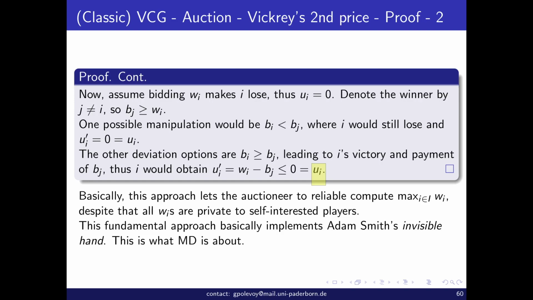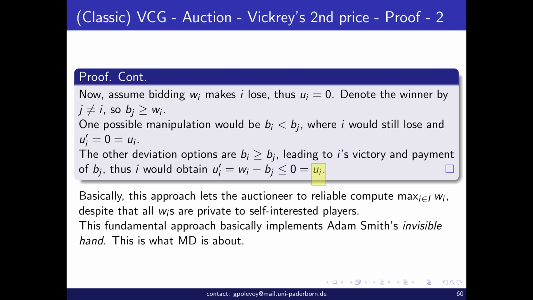Having proven that, it's a cool thing. Basically, we let the auctioneer, the person who organized the auction, reliably compute the maximum of those private values of self-interested players. They are interested only in themselves winning, but in this case, you motivate them by those payments. You motivate them to tell the truth, and thereby you are able to compute the maximum, reliably in the sense that that's the best choice, or at least a best choice. Maybe there are others which are also best, but at least one of them.